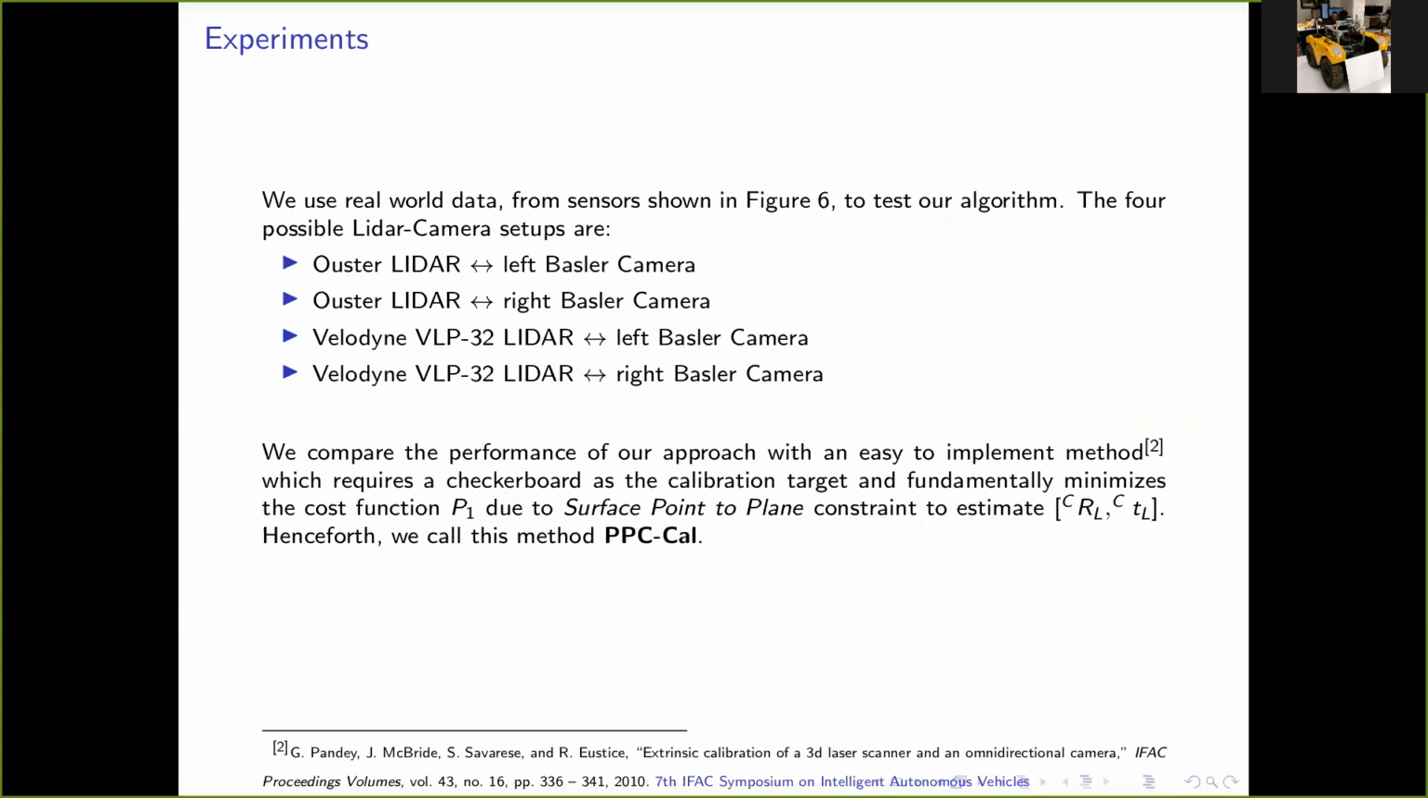We use our algorithm to calibrate all the possible LiDAR camera pairs. In order to test the performance of our algorithm and benchmark it, we compare it against an easy to implement method which we call PPC-Cal from now on. PPC-Cal is also a target-based calibration approach which uses a checkerboard as a calibration target and fundamentally uses only the cost function P1 for estimating the unknown extrinsic calibration parameters.